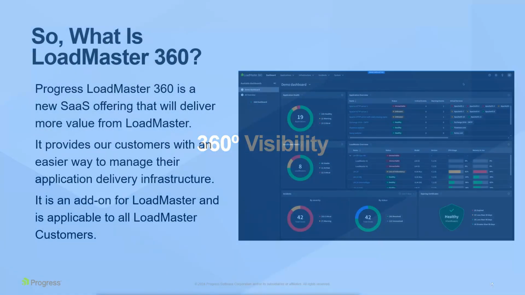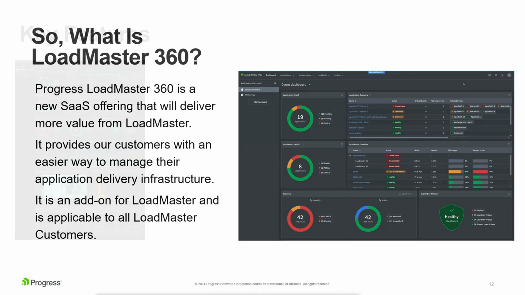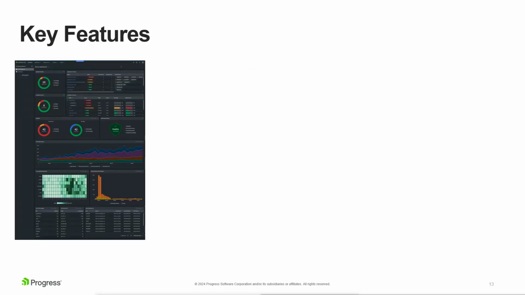So Progress LoadMaster 360, this is a new SaaS offering that's going to deliver even more from those LoadMasters that are running in the environment, getting valuable insights into what's happening with your application delivery. We released this last year, October timeframe, and we're still adding more features and functionality. Let's dive in and check it out. Now, there are six key features I want to highlight, and then we can go into each of them in a little bit more detail.